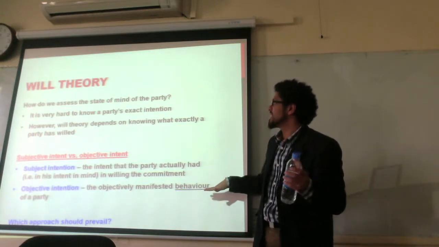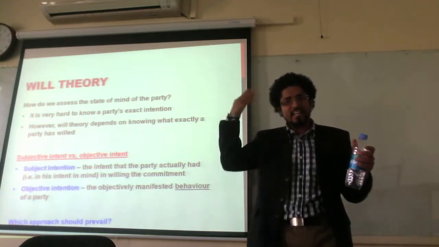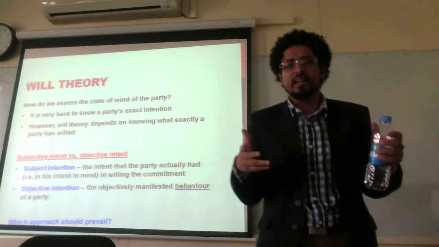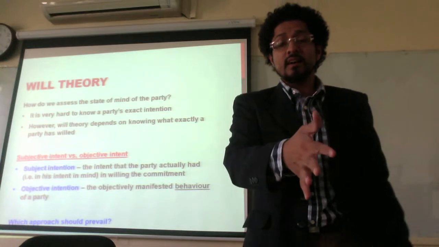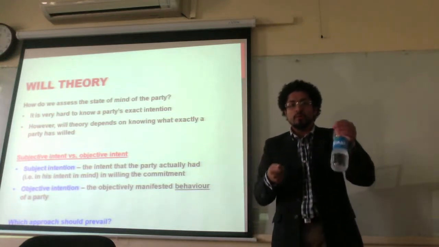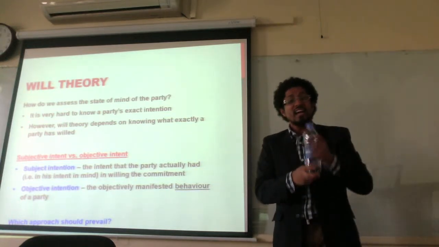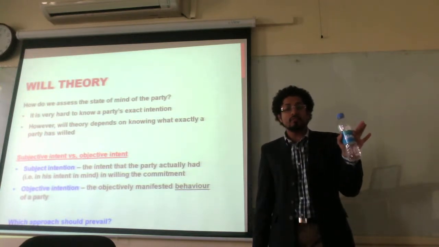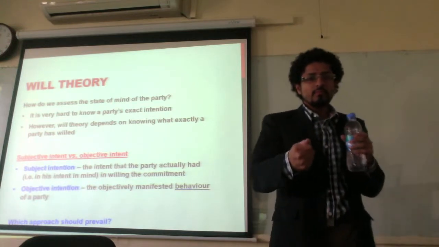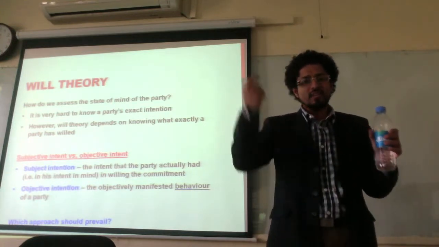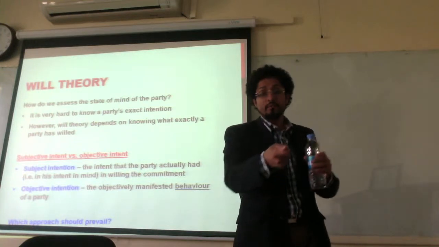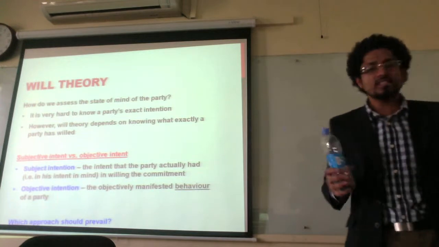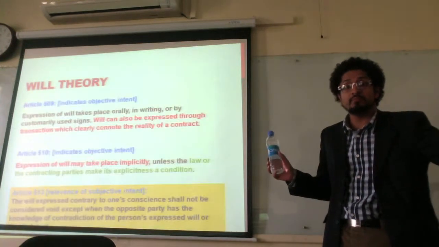But the thing is, it's very hard to know exactly what a party really intends. And so the best we can do is try to figure out what they intend based on what they're objectively showing. So me paying the $50 and grabbing the water shows that I probably want this bottle of water for $50. And we can probably guess that's what my subjective intention is based on the objective assessment of my actions and the intention that I'm showing. So this is the distinction between subjective and objective intention.